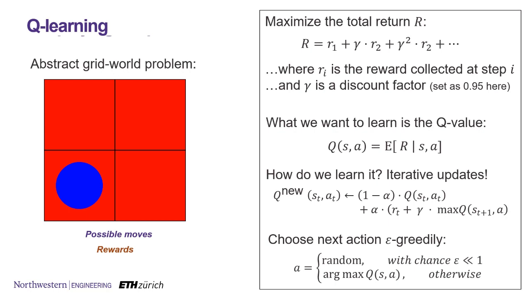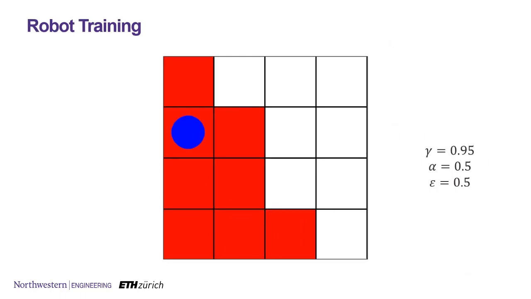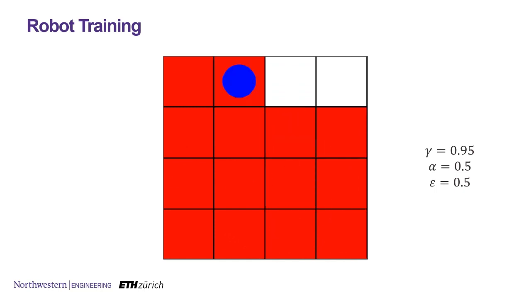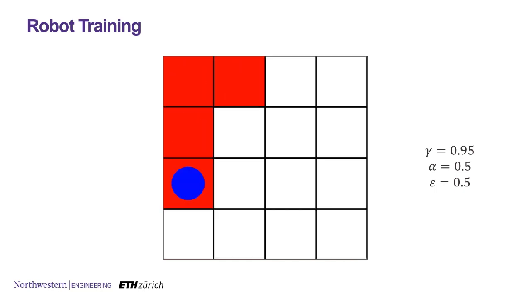Next up is training the robot to hopefully clean the room as efficiently as possible. Tuning these hyperparameters we've introduced will play a crucial role in training the robot. Here you can see the robot training with a learning and exploration rate of 0.5, meaning that the robot takes random actions half of the time.